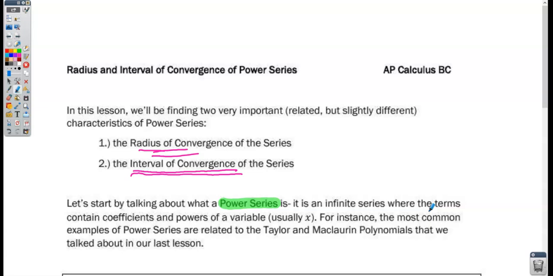For instance, the most common examples of power series are related to the Taylor and Maclaurin polynomials that we talked about in our last lesson. So if we take those polynomials and instead of stopping after 4 terms or 5 terms, we let that continue and continue to build terms onto that polynomial forever and ever, we've built a power series.